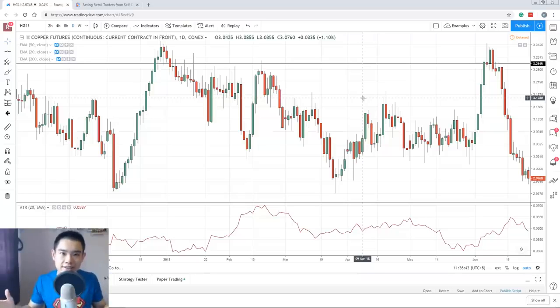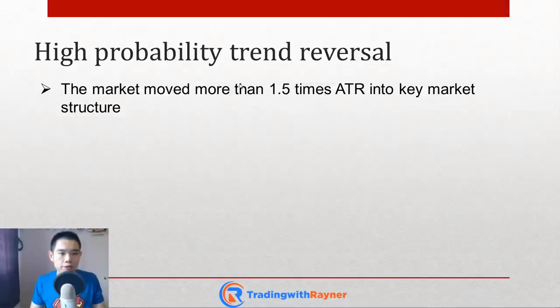That is ridiculous. So to sum up, that is how you identify a high probability trend reversal: a market move of more than 1.5 times ATR into key market structure.